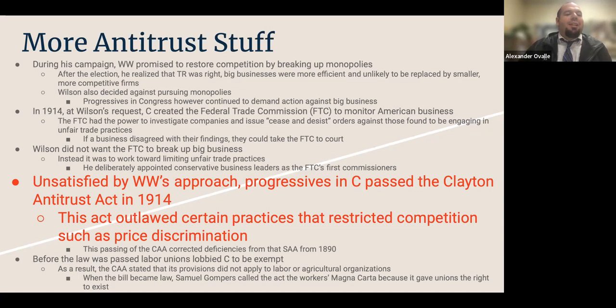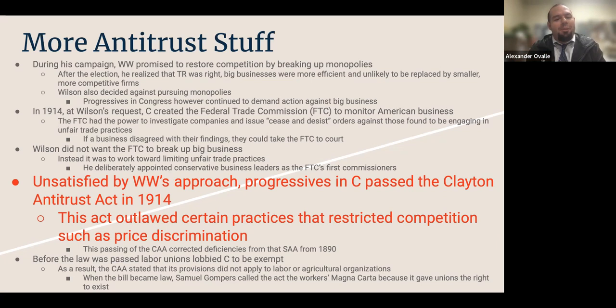In 1914, at Wilson's request, Congress created the Federal Trade Commission, the FTC, to monitor American business. The FTC has the power to investigate companies and issue cease and desist orders against those found to be engaging in unfair trade practices. If a business disagreed with their findings, they could take the FTC to court. Wilson did not want the FTC to break up big business. Instead, he wanted to work on limiting unfair trade practices. So he deliberately appointed conservative business leaders as the FTC's first commissioners. Not progressives, conservatives. Again, that name, conservative, conserve, don't want change.